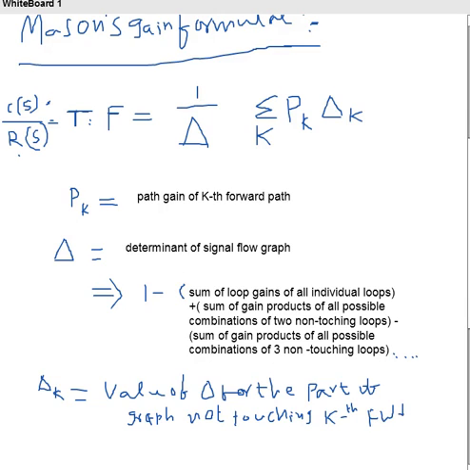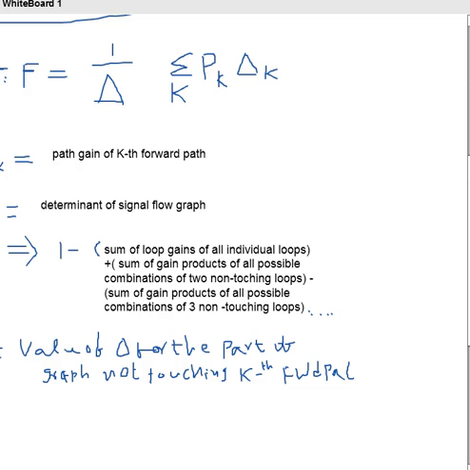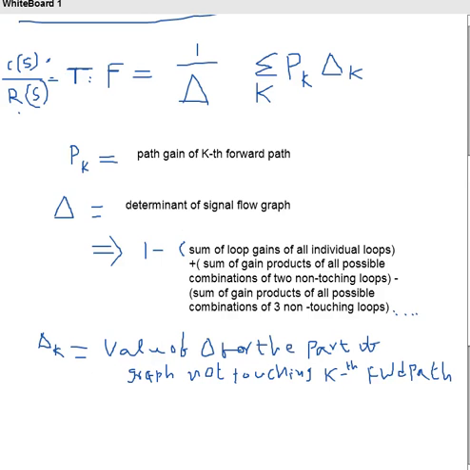Forward path, I've just written FWT. So this is how to calculate delta k. We'll see how to do these problems; I'll explain in the problems. P_k is the path gain of the forward path, the kth forward path.